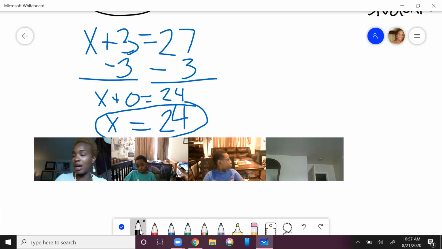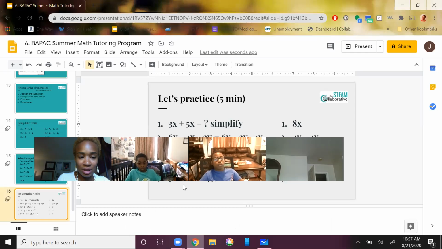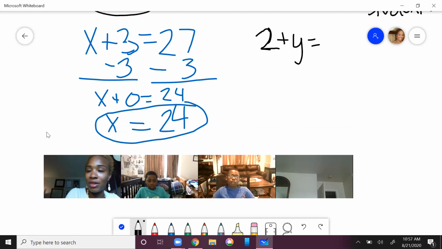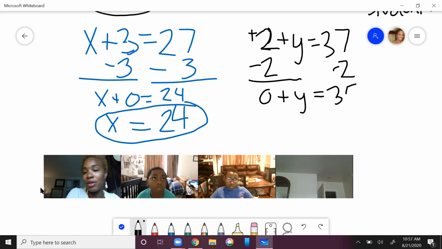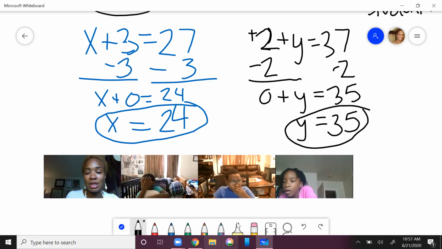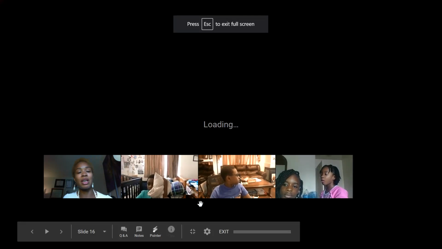Again, in the fancy math way, you'd have 2 plus y equals, what was it? 37. Last one was 27. 37. And fancy math way, since this 2 is a positive 2, you would subtract the 2, and subtract the 2. And so 35 equals 35. That's the longer way, but I think exactly how you got it was fine, where you say 2 plus what number is 37? So 35.